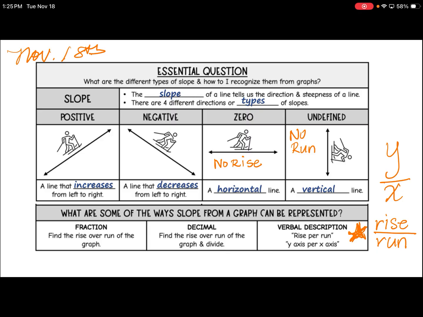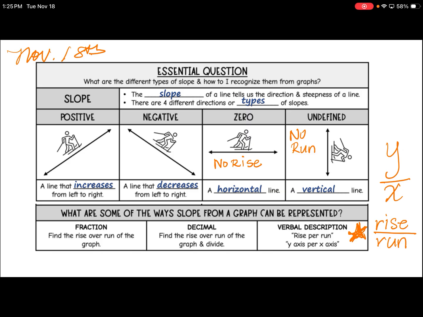One of his eyes is a positive slope. And one of his eyes is a negative slope. Does everybody see the positive going up and the negative coming down? His nose is a vertical line, which is what kind of slope? Undefined. And his mouth is horizontal, which has a slope of 0.